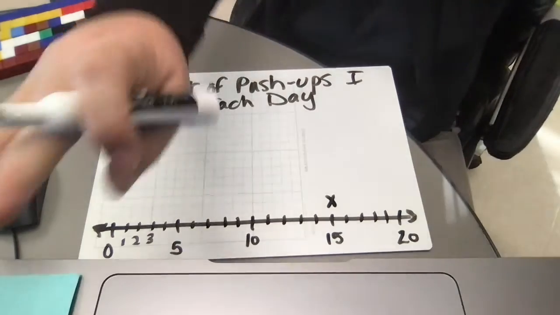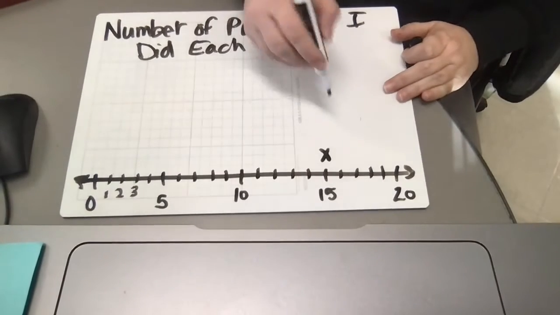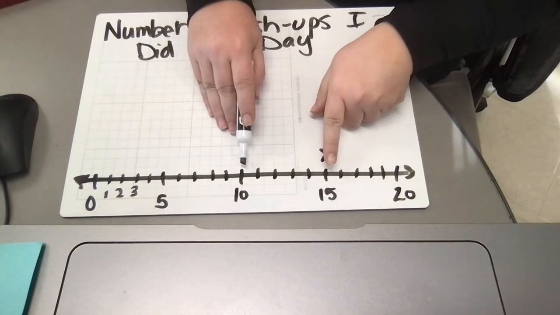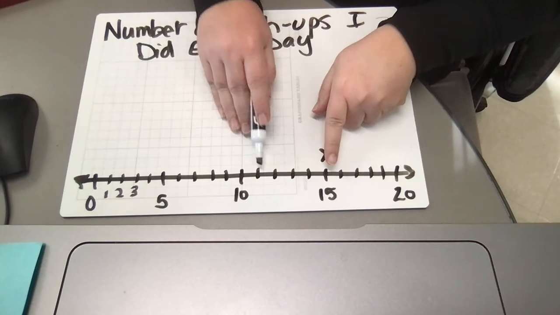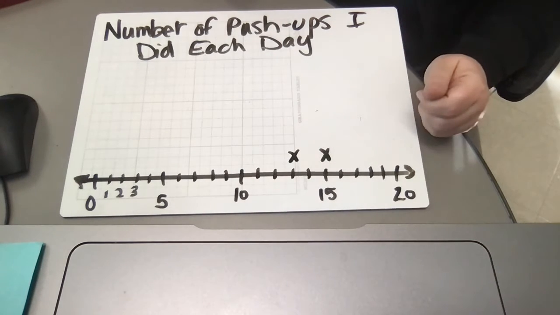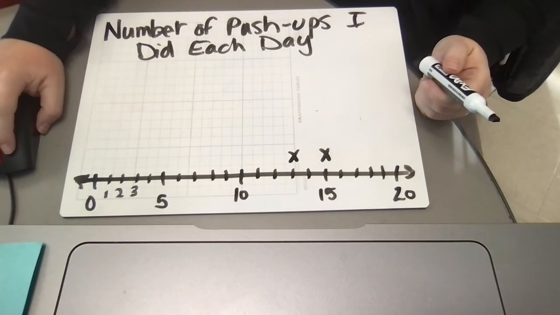Now, the next number was 13. So I'm going to put one X above the 13. Remember, 13 isn't necessarily marked, but I know it's in between 10 and 15. So I know that's 10, 11, 12, 13. So I'm going to put an X on the 13. I'm going to keep doing that with all of my data. So please pause and do that and come back and see if we agree.